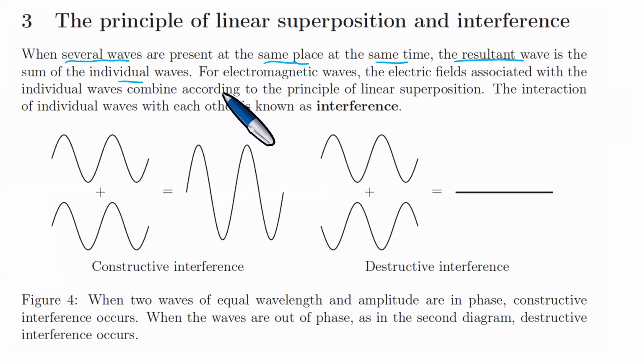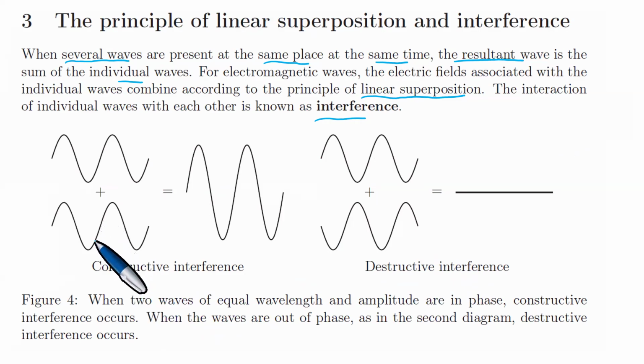For electromagnetic waves, the electric fields associated with the individual waves combine according to the principle of linear superposition. The interaction of individual waves with each other is known as interference. So you have constructive interference, and there's also destructive interference.